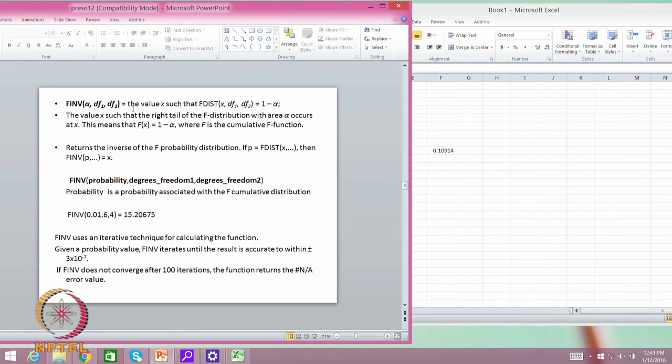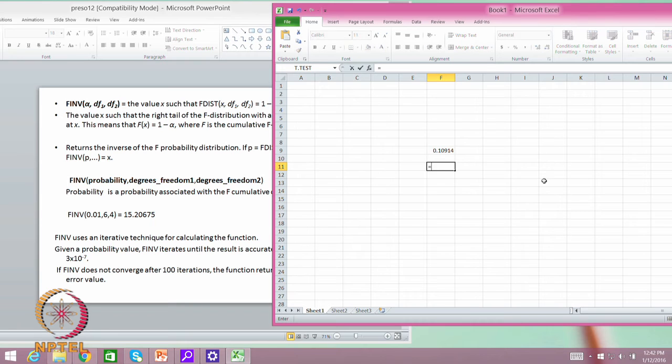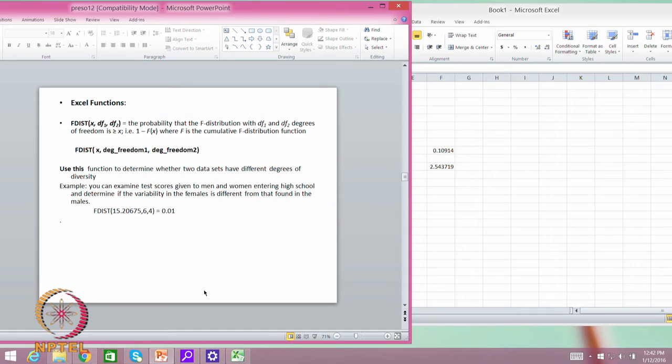So, it gives you the value of x such that the right tail of the distribution will have an area of alpha. Basically, it gives you the inverse of the F probability distribution. You have the degrees of freedom here, and given the alpha, it will calculate the value. In this particular problem, if I say F inverse 0.05, 10 and 15, it gives you 2.54.